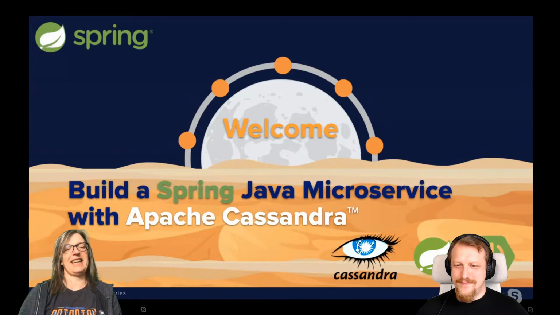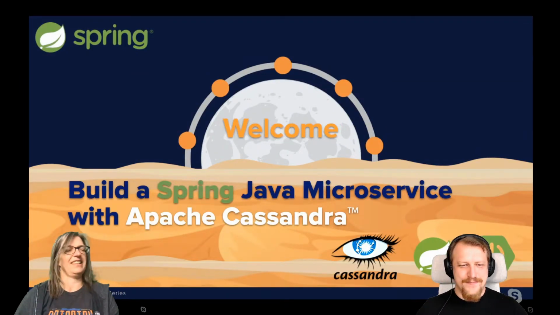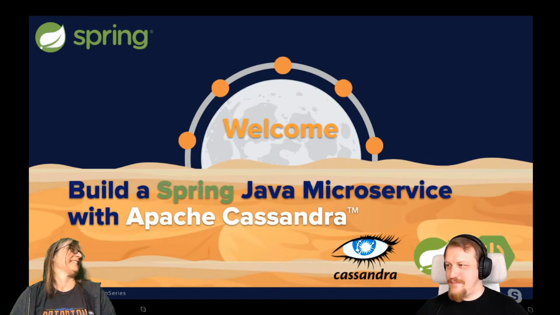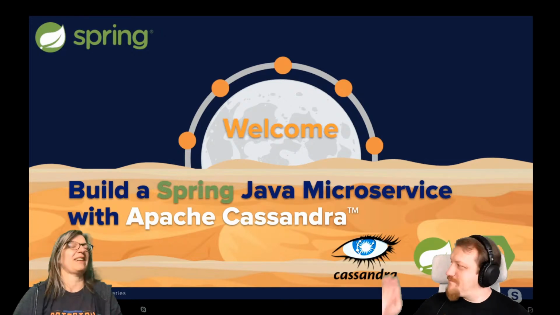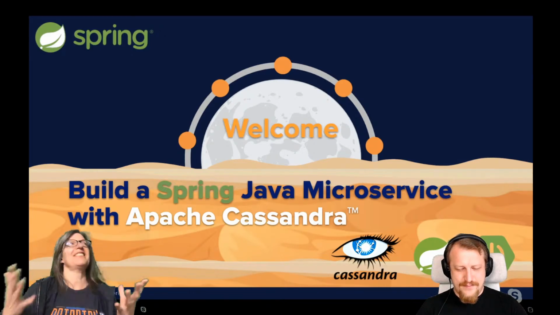Perfect. Well, okay, thanks very much for coming today. For our latest workshop today, we're going to build a Spring Java microservice with Apache Cassandra. And with me is Alex. Thanks very much for joining me, Alex. Big pleasure. And we look forward to doing a hands-on workshop with you today.